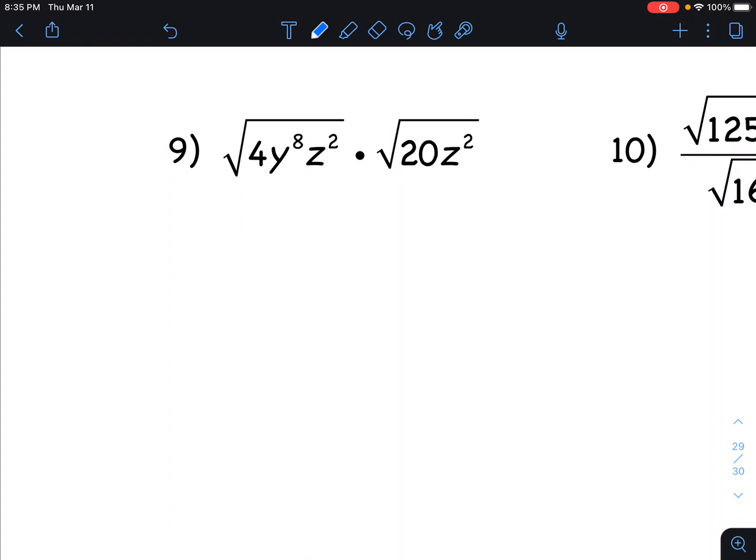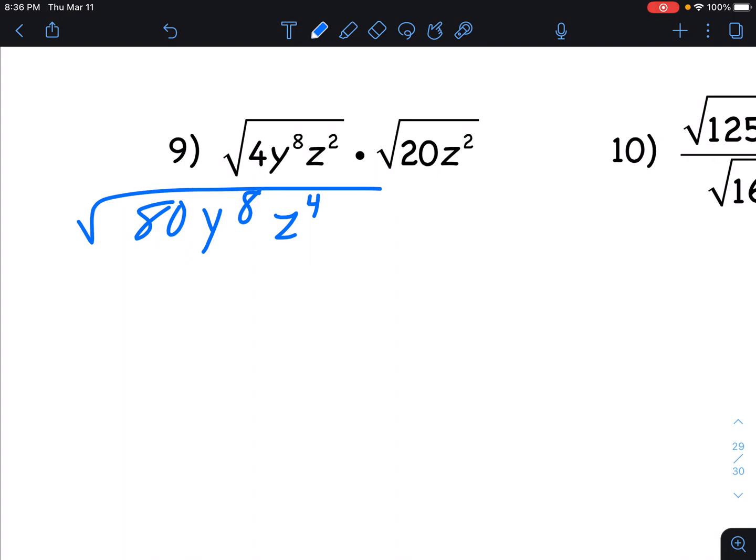Number 9 is multiplication. So let's multiply a square root times a square root. Since they're the same radical indexes, we are allowed to multiply their radicands. So square root of 4 times 20 is 80. And then y to the 8th carries over. And then z to the 2nd times z to the 2nd, we're really adding them to get z to the 4th. Remember, when we multiply, we're really adding the exponents.